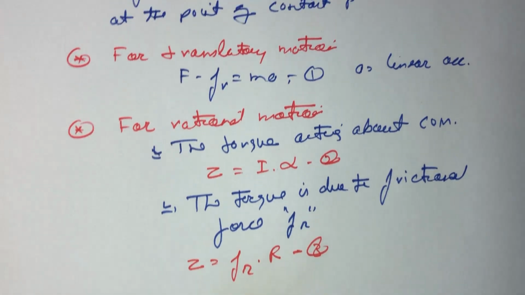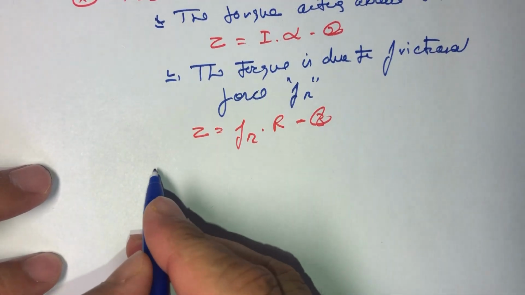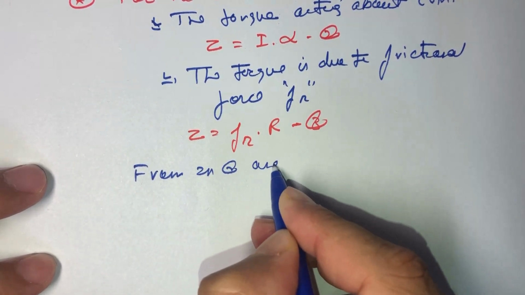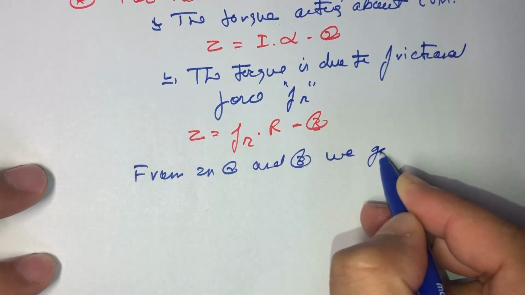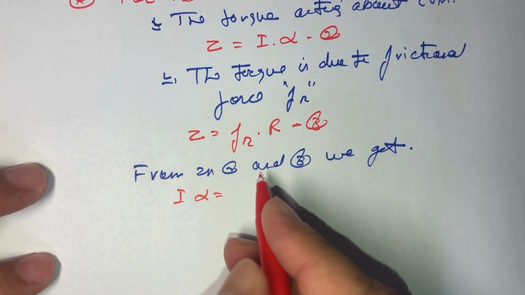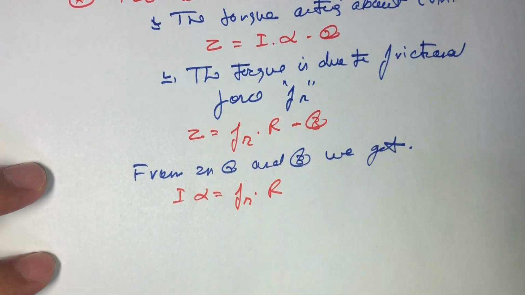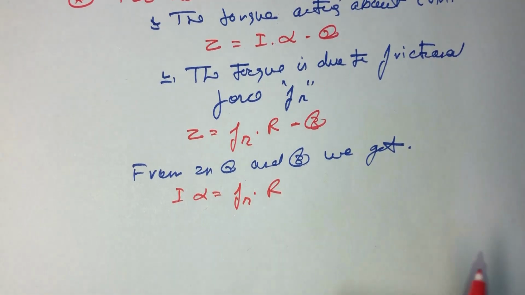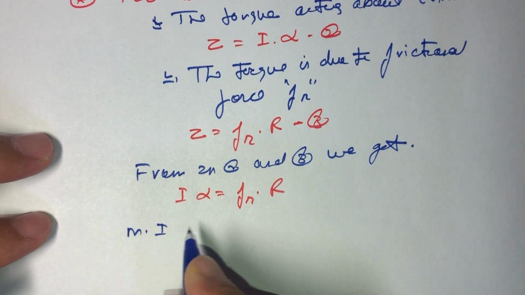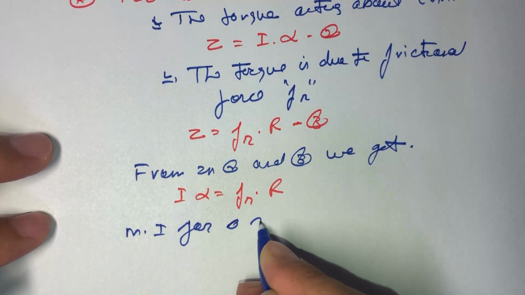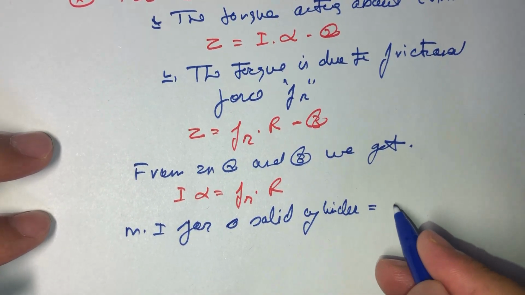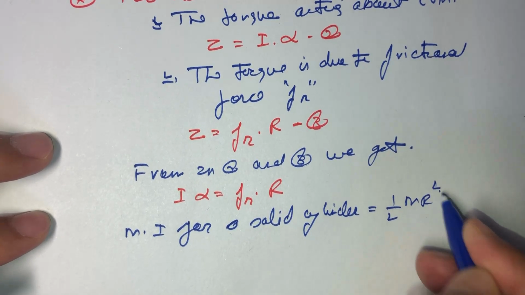So from equations 2 and 3, we get I alpha is equal to Fr multiplied by radius, and the moment of inertia for a solid cylinder is equal to half m r square.